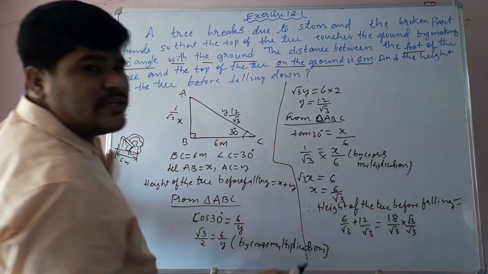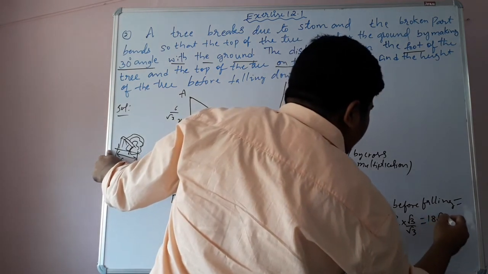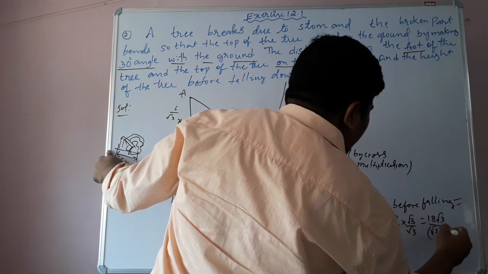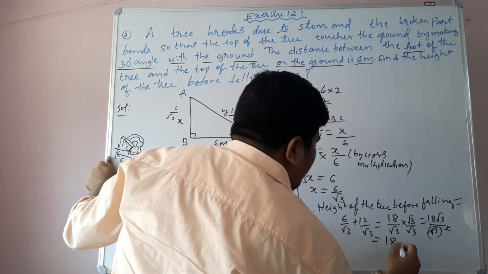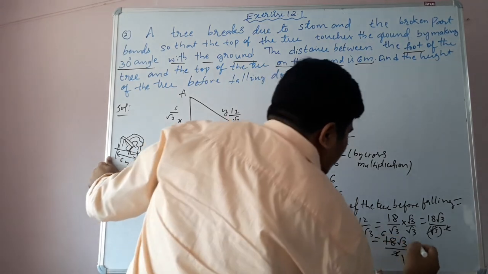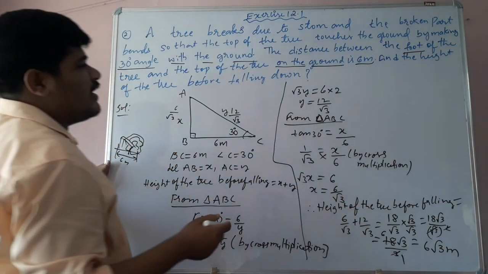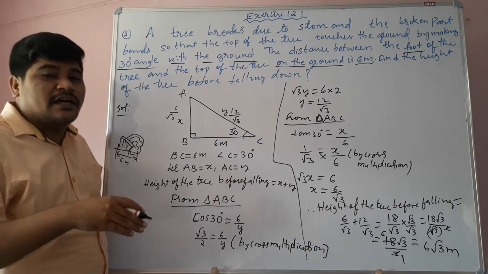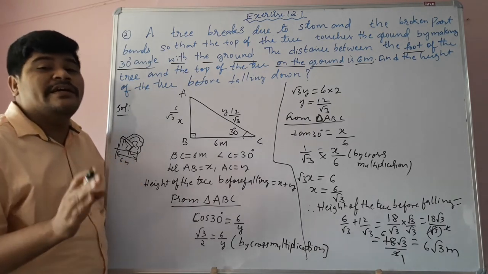So 18 by root 3 into root 3 by root 3. So that is equal to 18 root 3 by root 3 square. Square and root cancelled. So that is equal to 18 root 3 by 3. 3 sixes are 18. So we are getting 6 root 3 meters. Okay, so what is the height of the tree before fallen on the ground? 6 root 3 meters.